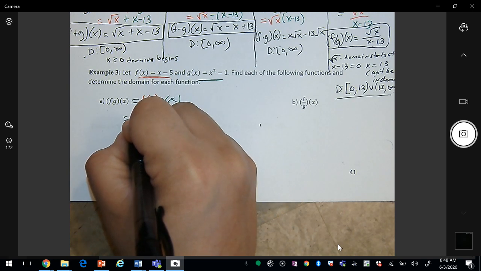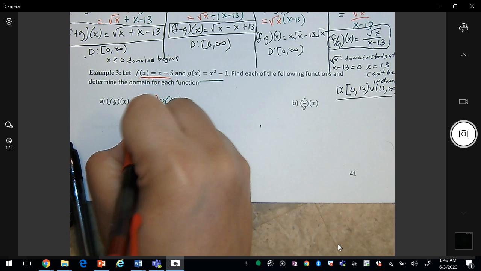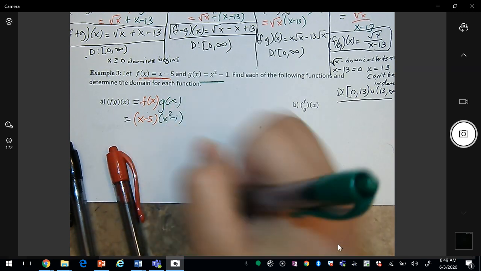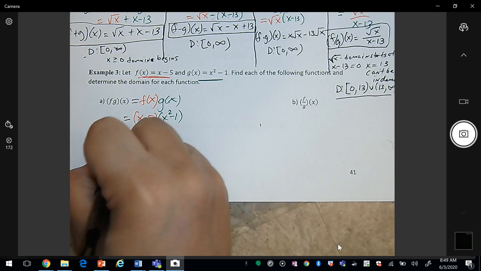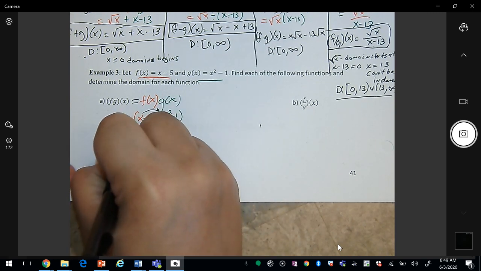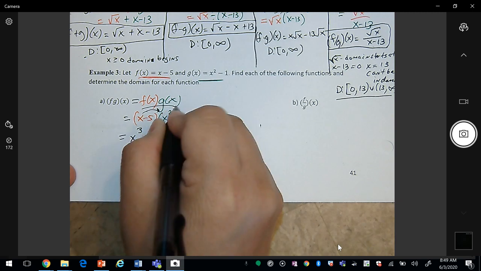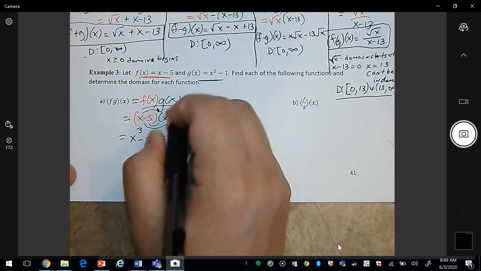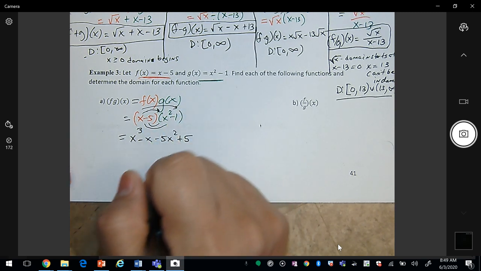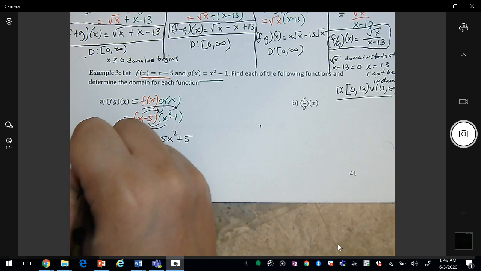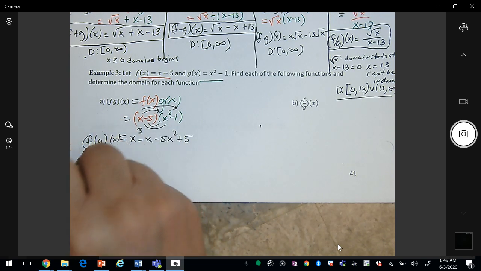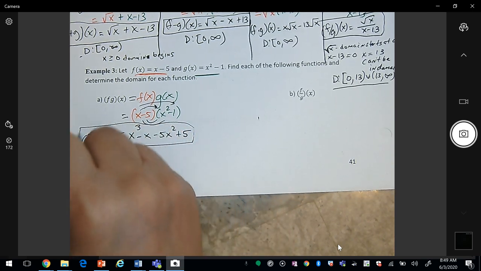So f of x is x minus 5, and g of x is x squared minus 1. Multiply this out. x times x squared is x cubed. x times negative 1 is negative x, minus 5x squared plus 5. Gather any like terms, which we don't have, so this would be our answer.